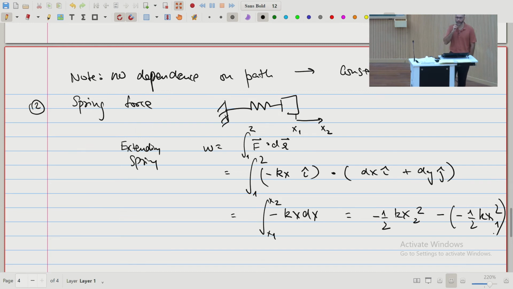Again we see that there is no dependence on the path, right? It only depends on x1 and x2. How it went from x1 to x2, we don't care. Doesn't matter. So again, we have a conservative force.